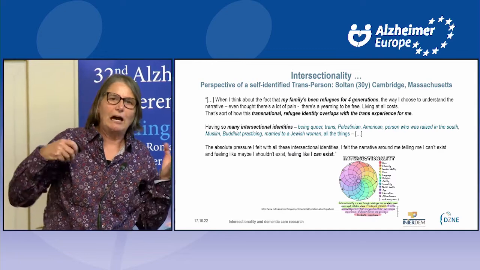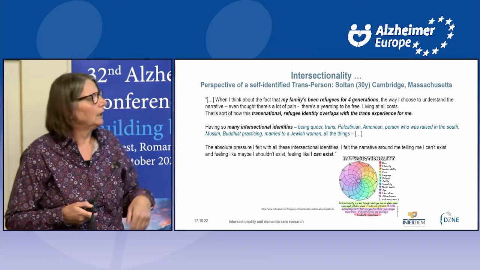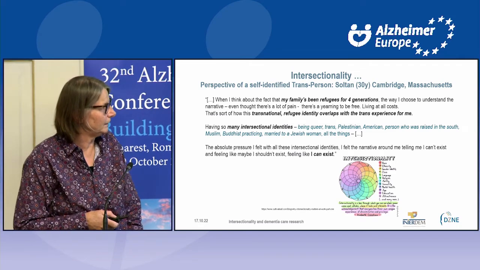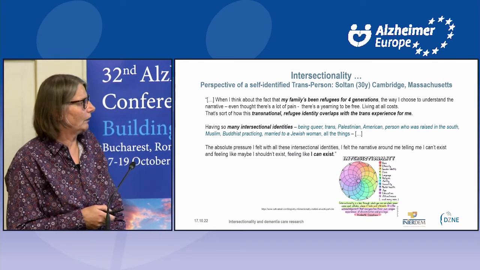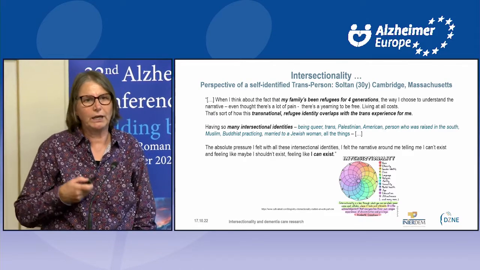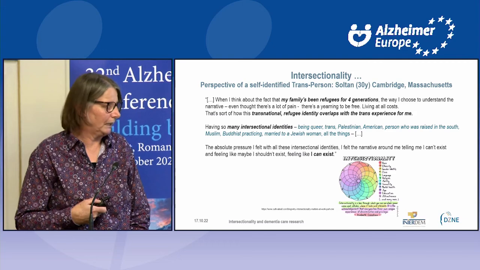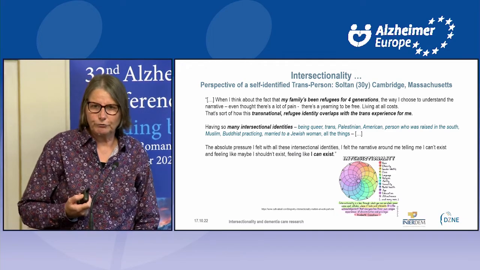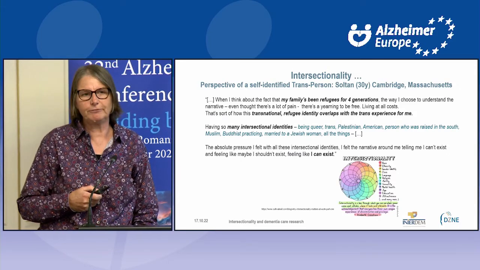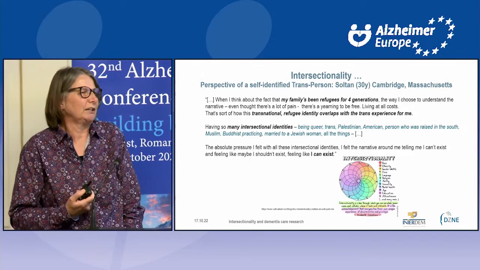referring to, let's say, outsider, others define me, insider, how I experience myself, because it is saying the absolute pressure I felt with all these intersectional identities. I felt the narrative around me telling me I can't exist. Because others were saying, hold on a second, that can't be. You can't be as a Palestinian married to a Jewish woman. You can't be queer when you're a trans man. So, I think this already refers to how society predefines how my identity might be defined. And then the experience I have as that person is, now hold on a second, what I'm doing it.